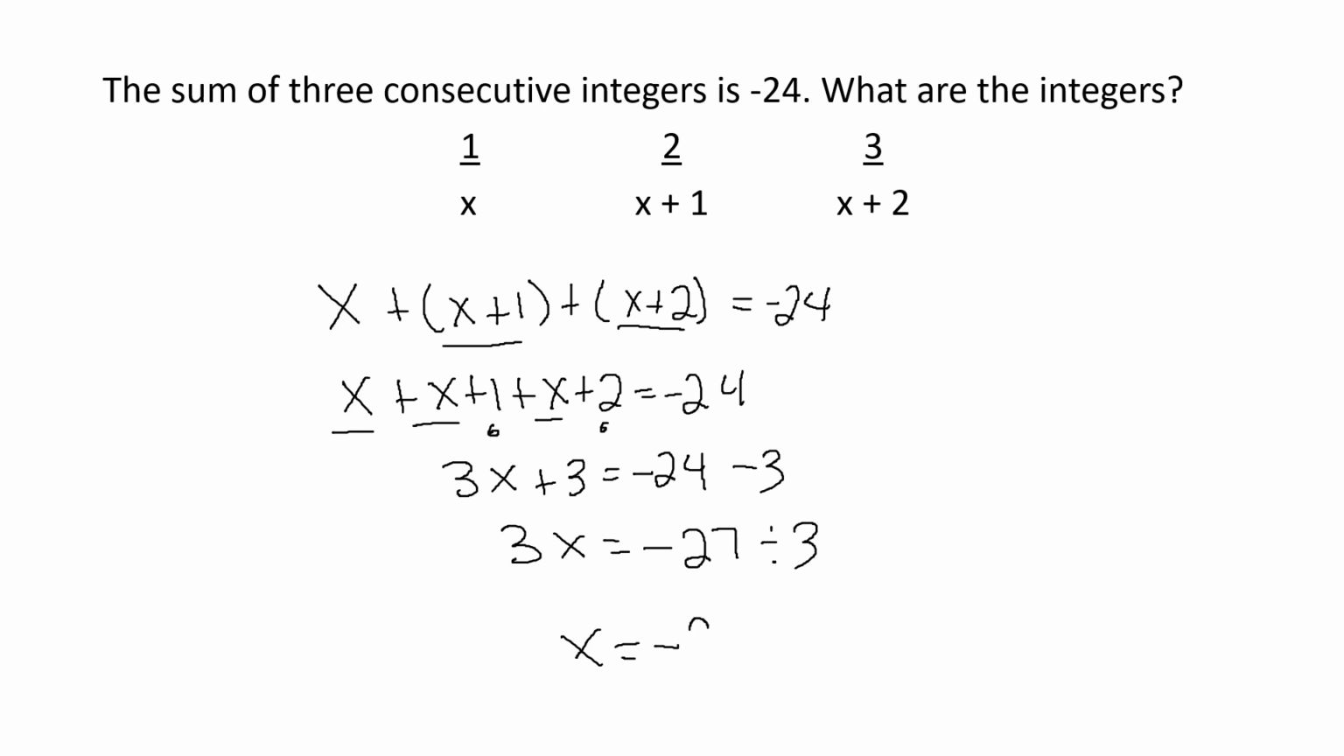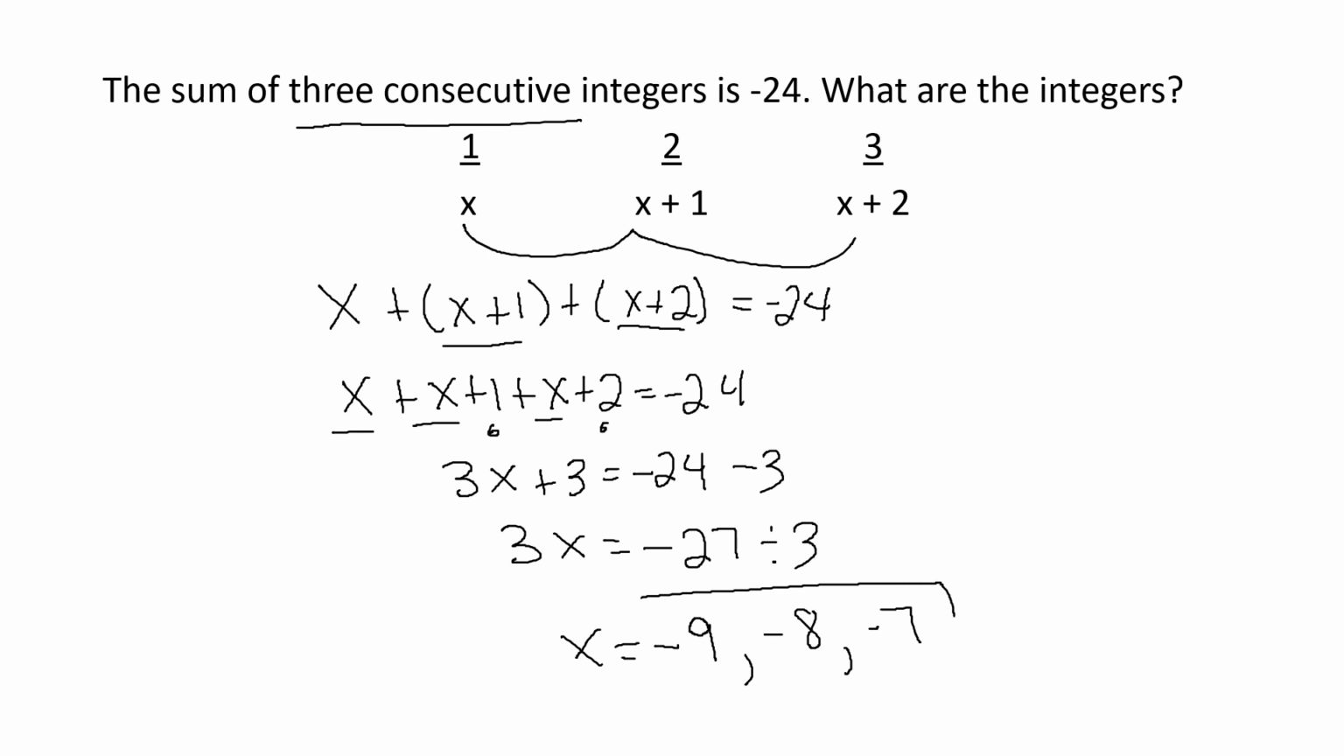Now, we need 3 consecutive integers, x, x plus 1, x plus 2. If it's negative 9 on a number line, the next one would be negative 8 and negative 7. And remember, the negatives are working backwards because we're going up, if that makes sense. All right, so there is that one. So hopefully that's making sense.